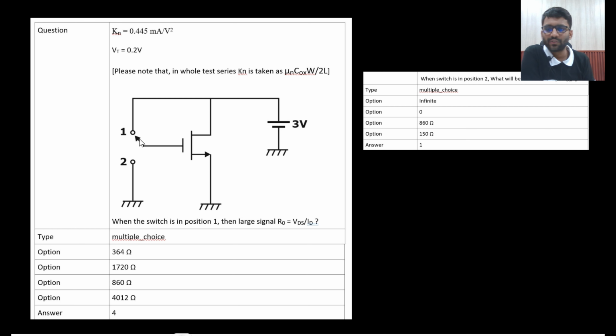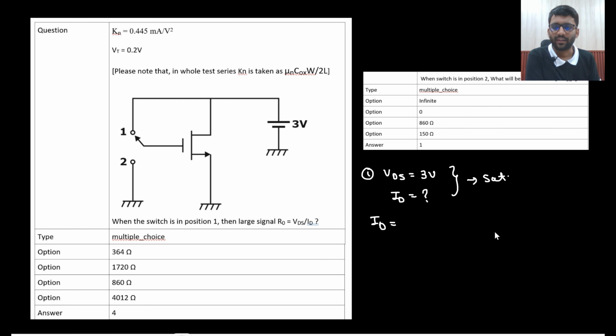So in the first question, the switch is connected at 1. Gate and drain are shorted. That means it is working in saturation region, that's for sure. What you need to find is R naught, which they are defining as VDS by ID. So your target is to find VDS by ID. For question 1, I know VDS is 3 volt. What is my ID? That I will find, and that would be my final answer. And this is certainly working in saturation region because gate and drain are shorted.